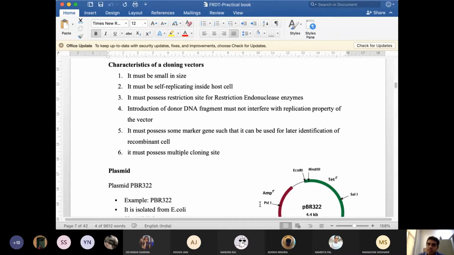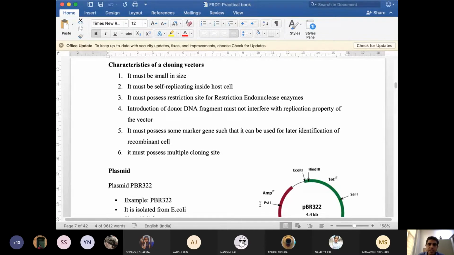So if we are inserting our DNA into this vector, and after the insertion we find that the self-replicating property is harmed, it means the restriction site we are talking about should not be in the self-replicating site. The self-replicating site in your vector is also called the origin of replication. You all know that the origin of replication is a location from where DNA replication starts. So this origin of replication must be present in your vector.